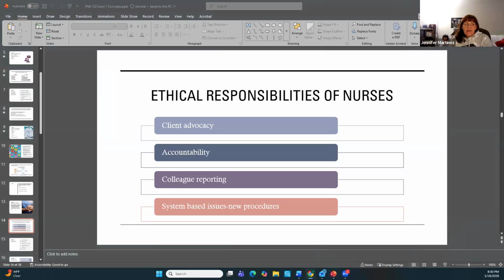Accountability. Accountability means that you're answerable to yourself, to your client, your supervisor, the rest of the healthcare team, all of those people. And so you're held accountable for your nursing actions. The measures for accountability are our nursing standards of practice, right? And so we hold ourselves accountable.